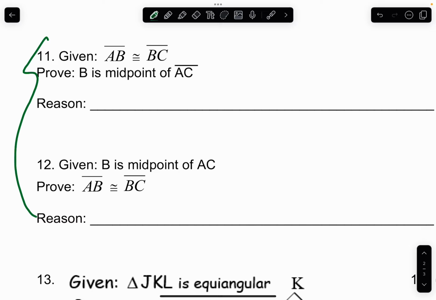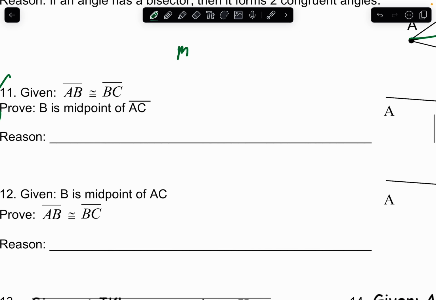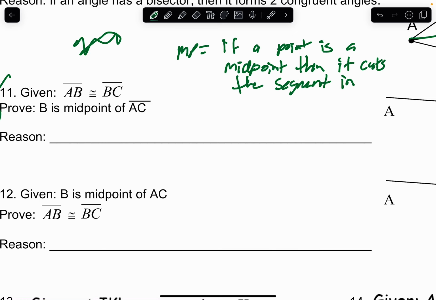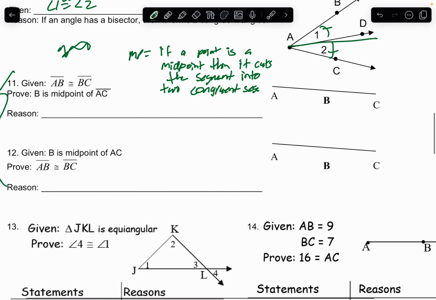I want to take a quick second to explain numbers 11 and 12. They look a lot alike, but they are different. The definition of midpoint. So what does midpoint mean? It means if a point is a midpoint, what does it do? What do midpoints do? If it is a midpoint, then it cuts the segment into 2 congruent parts, or into 2 congruent segments. Okay, so that's the definition of midpoint.